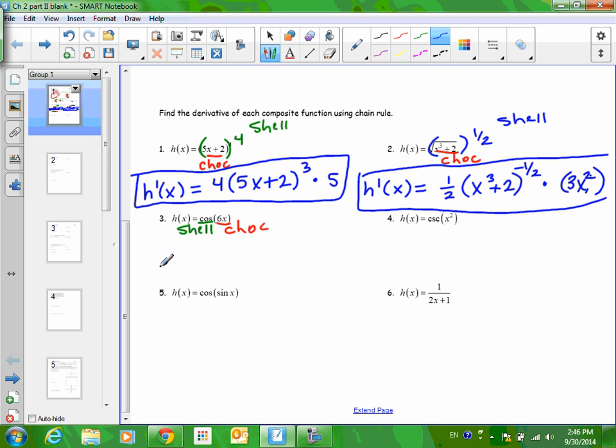So when I go to do this problem, h prime of x, I melt the shell first. Melting again in this analogy using the M&M is taking the derivative. So what's the derivative of cosine? Negative sine. So remember, keep the chocolate the same initially. That's where most students go wrong. They try to take the derivative again. Okay, times. Now you get to take the derivative of the chocolate, which is just 6. Derivative of 6x is 6.